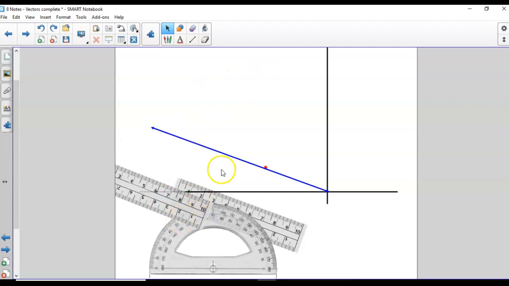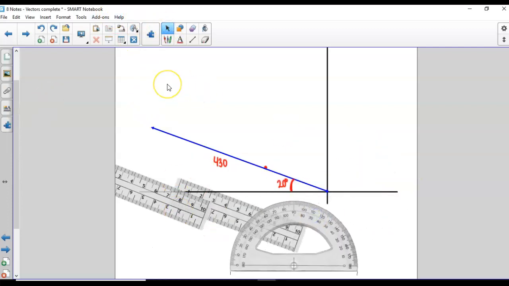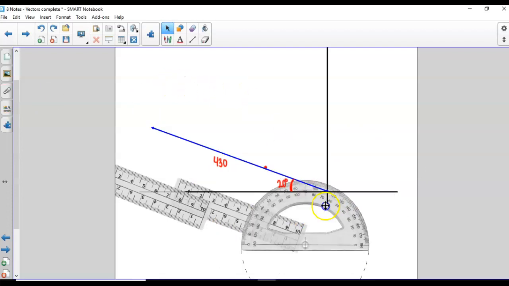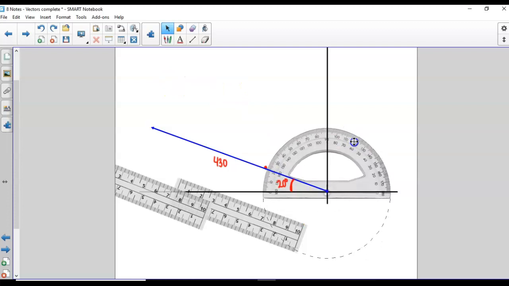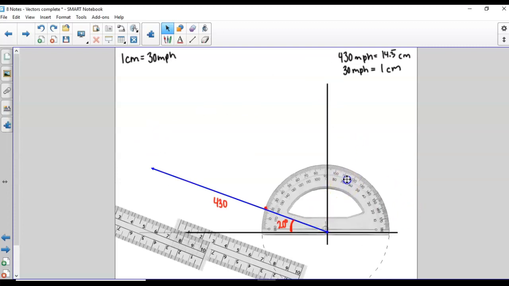Okay, so then I can label this one. This is 430. Label it with the actual value that was given in the problem. And I can label this angle right here as 20 degrees. Have any trouble getting that one? Okay, and then there we go. Okay.